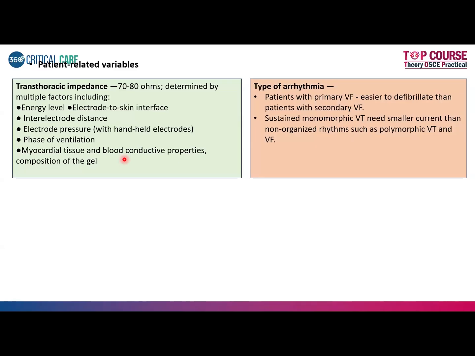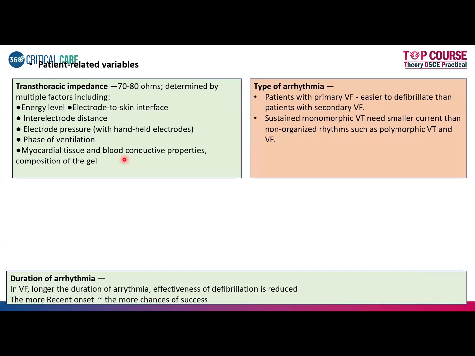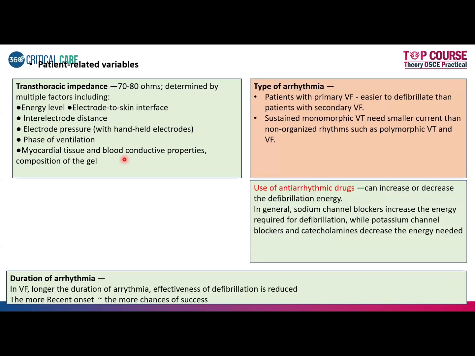Type of arrhythmia. Primary ventricular fibrillation will be easier to defibrillate compared to any kind of secondary VF, maybe secondary to any heart failure. A monomorphic VT needs a smaller current compared to that of a polymorphic VT and VF. Okay. Duration of the arrhythmia. If the duration of the arrhythmia has already been longer, then the effectiveness gets reduced. If it is a recent onset, then it is more effective compared to that of a late onset.